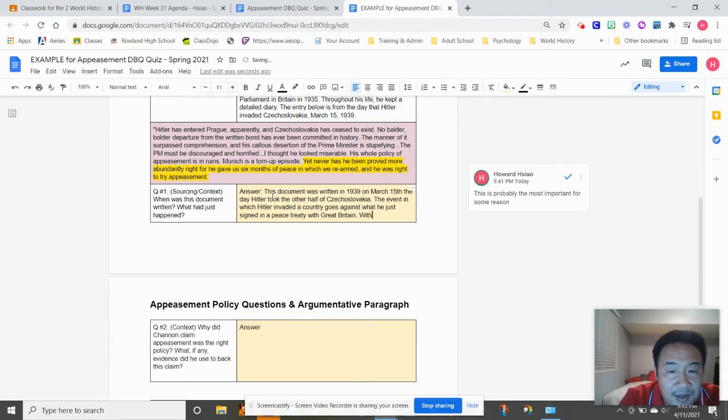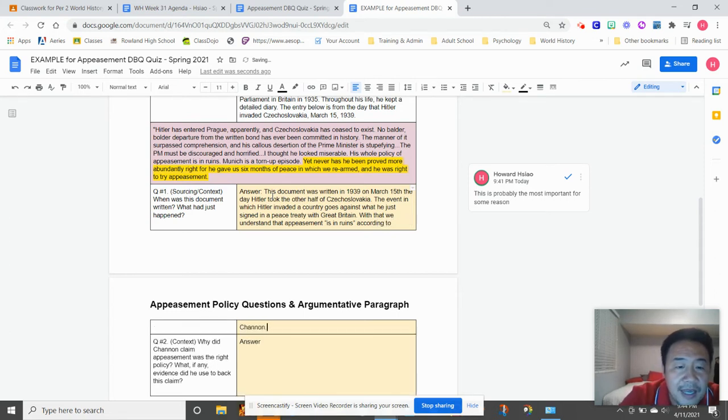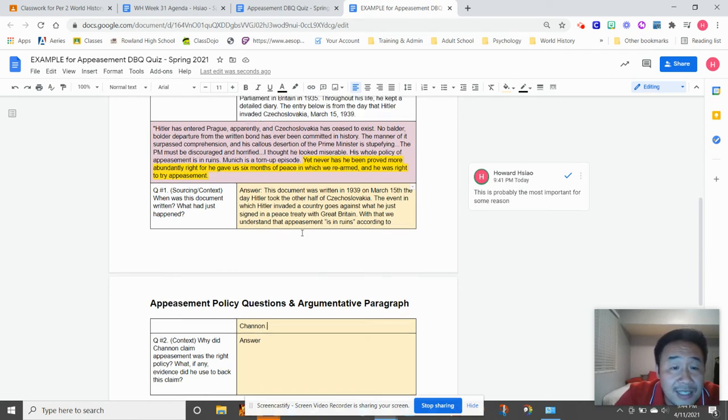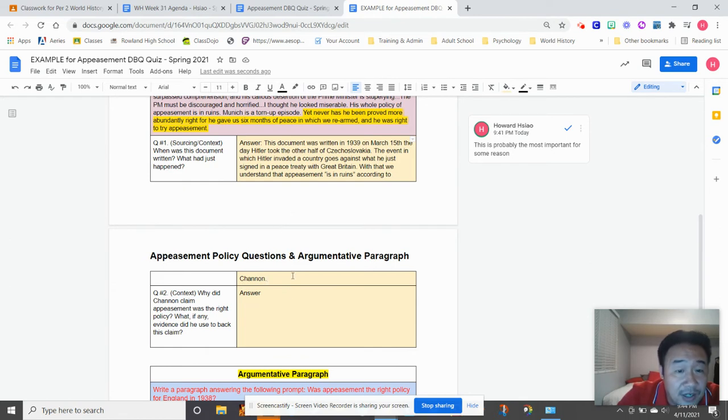And then maybe you want to talk about appeasement a little bit. With that, we understand that appeasement, according to him, is in ruins. Okay? And that doesn't mean he didn't think that appeasement worked. He just felt like, even though we tried to appease Hitler, he still did exactly what he said he wasn't going to do.